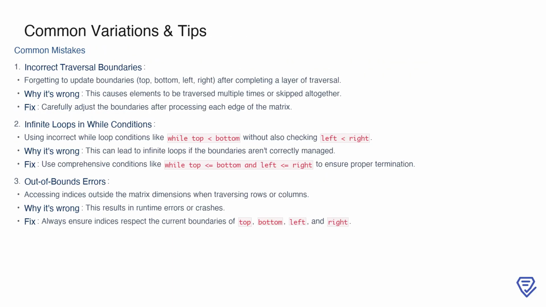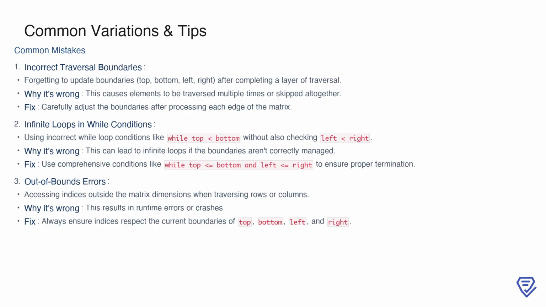When solving the spiral matrix problem, a few common mistakes can arise if you're not careful. First, incorrect traversal boundaries are a frequent issue. This happens when you forget to update the top, bottom, left, or right boundaries after completing a layer of the traversal. The result can be that some elements are traversed multiple times or skipped entirely.